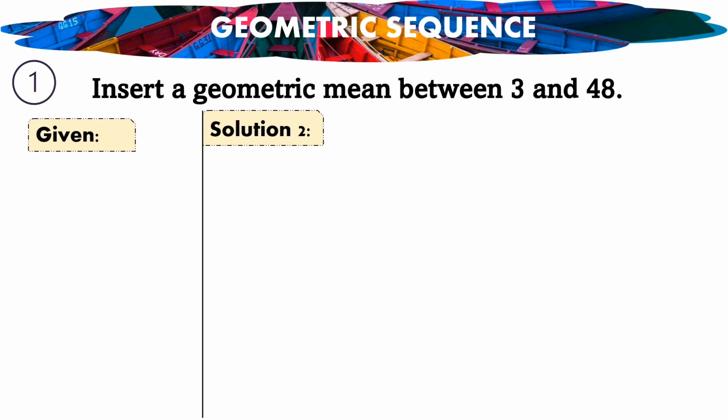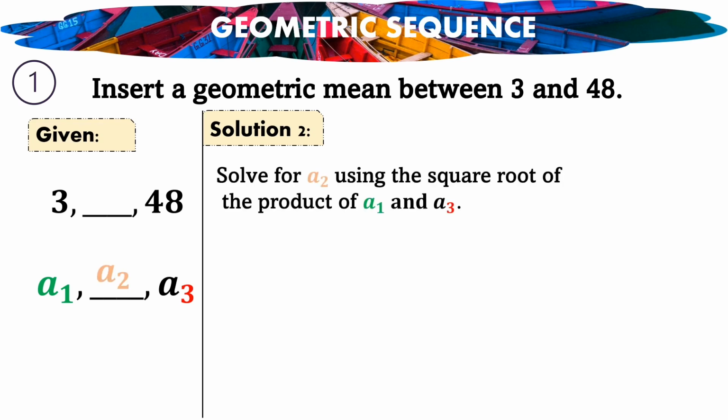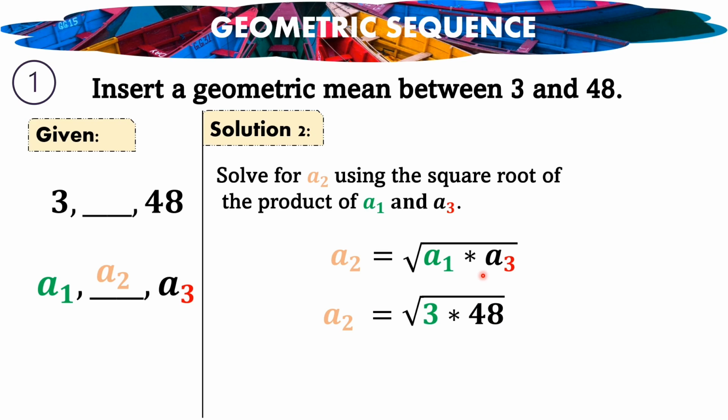Solution 2 for number 1. Solve for a sub 2 using the square root of the product of a sub 1 and a sub 3. That is, a sub 2 equals the square root of a sub 1 times a sub 3. So that is a sub 2 equals the square root of 3 times 48. Therefore, a sub 2 is positive and negative 12.